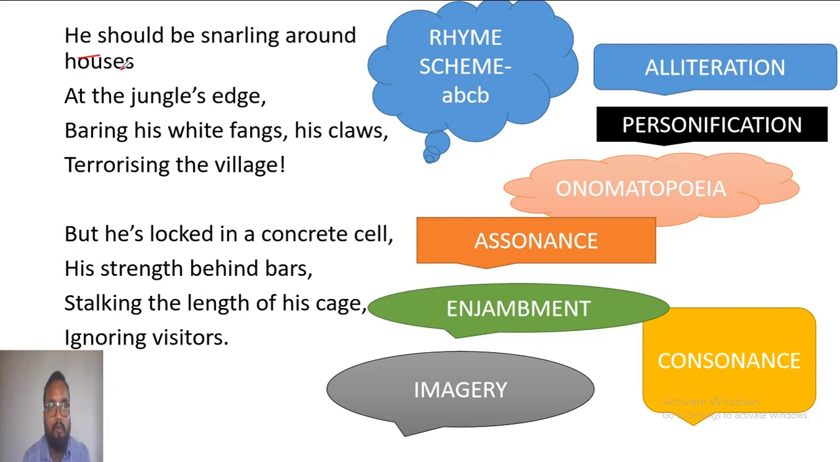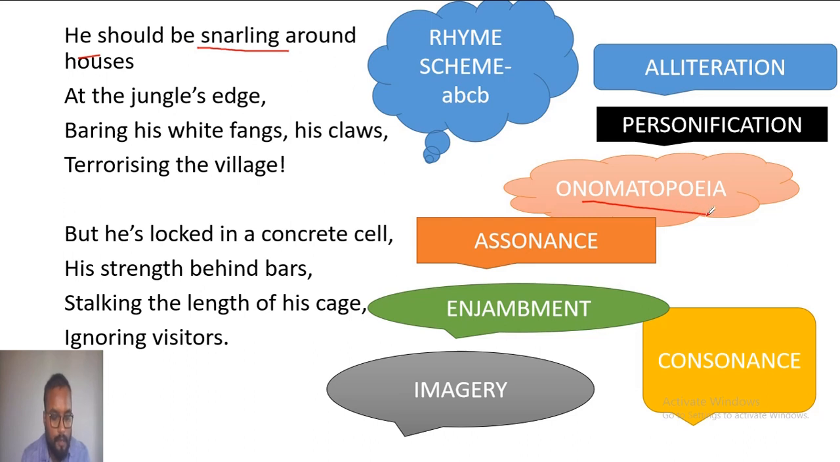Now here we have another figure of speech, that is snarling. Snarling refers to the sound of the tiger. So the word which is used to refer to sounds is known as onomatopoeia. Here you can see in the pink dialog box, it's onomatopoeia. The literary device which is used to refer to any sounds is known as onomatopoeia.